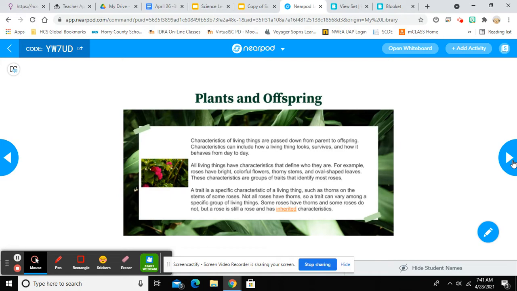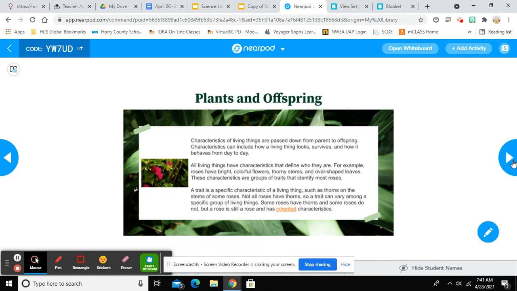Plants and offspring. Characteristics of living things are passed down from parent to offspring. An offspring is a child or a baby plant. Characteristics can include how a living thing looks, survives, and how it behaves from day to day. All living things have characteristics that define who they are.